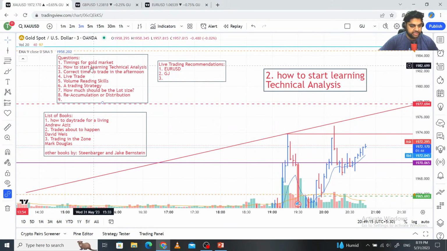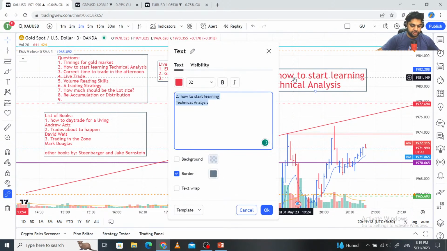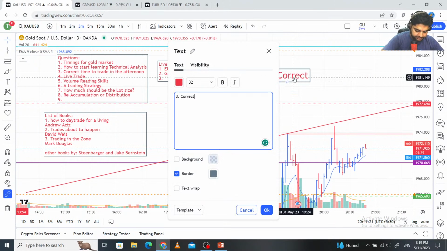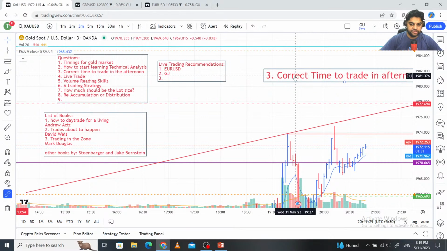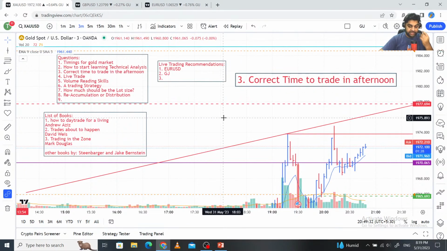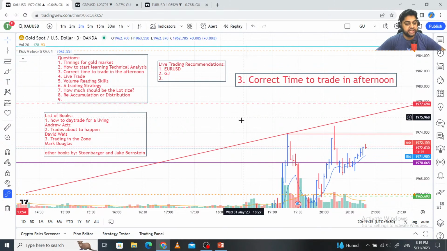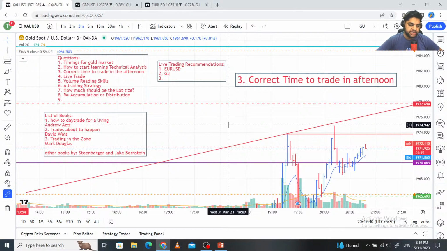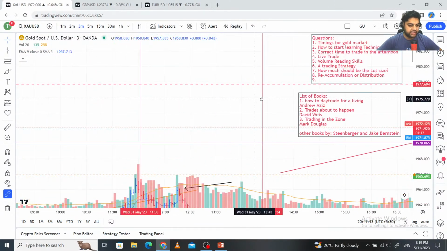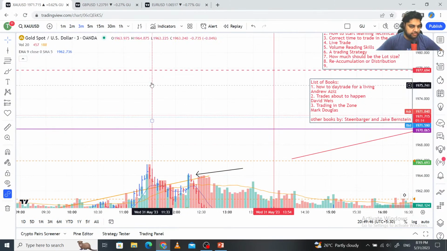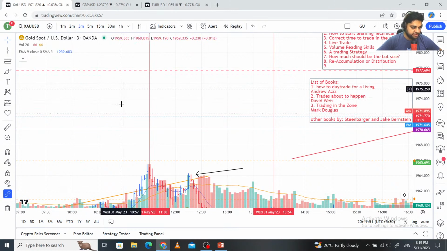Okay, so question number three: the correct time to trade in the afternoon. Okay, so this is a very useful question. I will answer it by saying that, if you are living in India, and I'm assuming that you are, then you can start your trading day from 11:30 onwards. It's not exactly afternoon, it's just 11:30 in the morning.